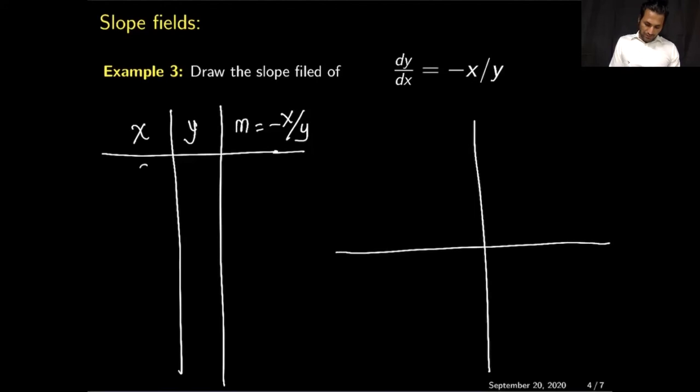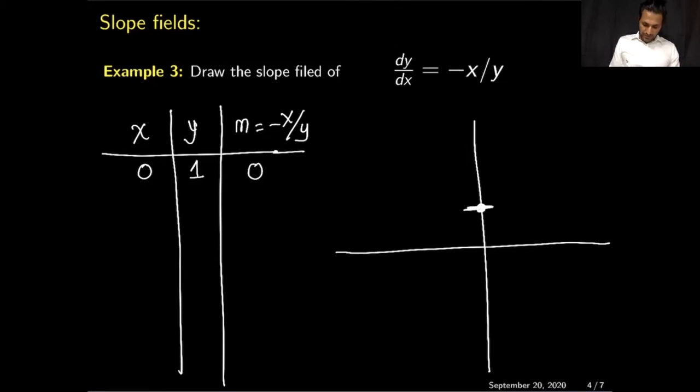So if I choose x is equal to 0 and y is equal to 1, as you can see, you cannot choose y is equal to 0, otherwise it will be an indeterminate form. So you must choose some non-zero value of y. Your slope is going to be 0. So its slope is horizontal.